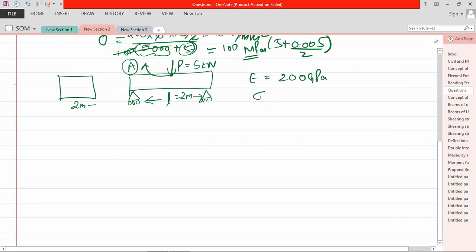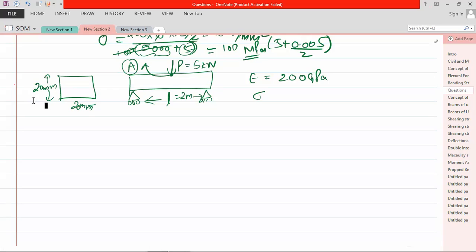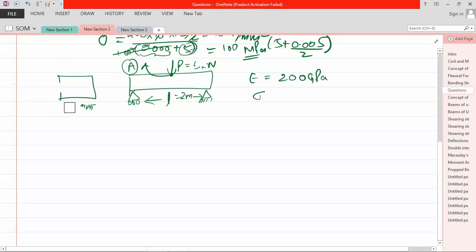Sorry, the cross section is 20 mm by 20 mm. I think it is very small. Let me change to 50 mm by 50 mm.